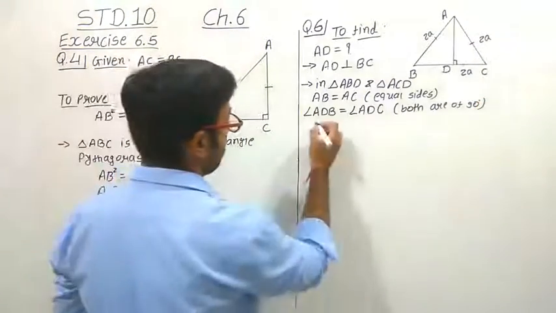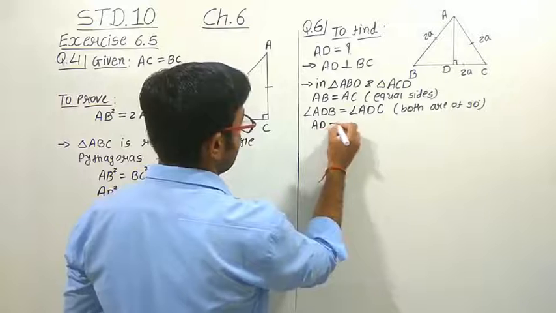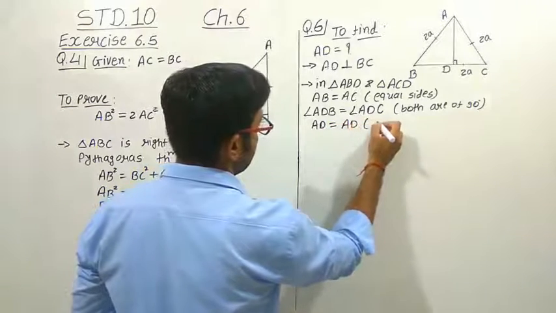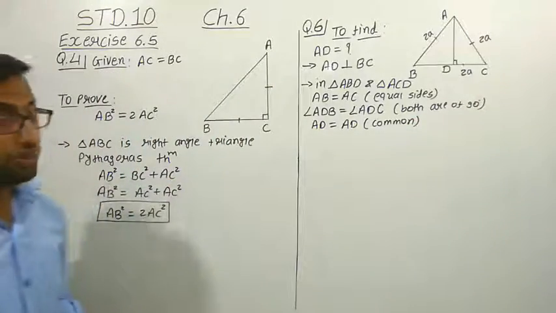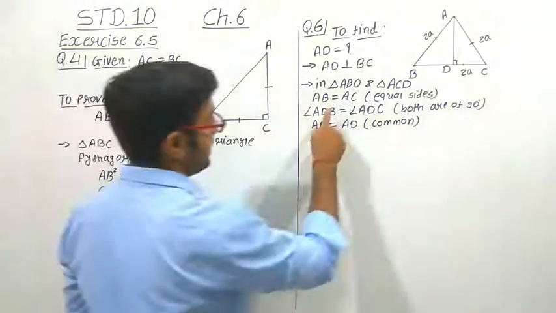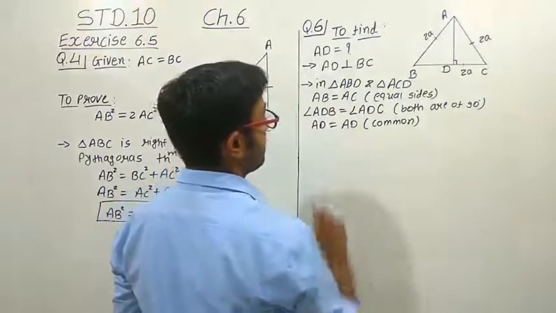So one more thing here, we can write down that side AB is equal to AD. This side is common in both the triangles. So three conditions we have. One is the side, one is the right angle, another is the side.